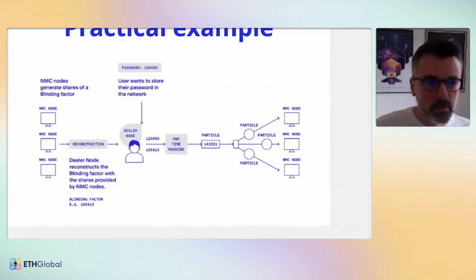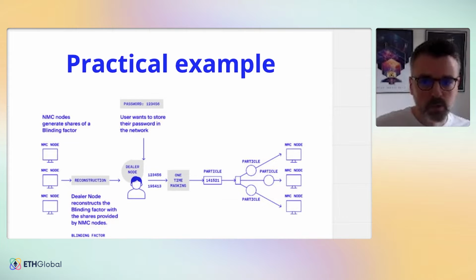Let's take a look at the practical example now. The NMC network consists of an input interface, what we call dealer nodes and individual users, through which data provided by the user gets transformed with blinding factors that were produced by the NMC nodes, and the data becomes unrecognizable. Once that data is transformed, masked with the blinding factors, it is stored in the Nillion network. No NMC node at this point can recognize who owns the data and what the data that they store actually is.